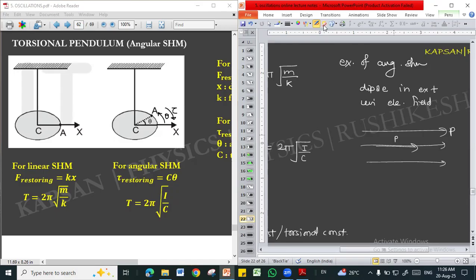Dipole moment P bar, electric field E bar. Right now, how much is the torque acting on the dipole? 0. But what if I rotate this dipole? The electric field will try to align this dipole, and while trying to align it, let's say I have displaced it by an angle equal to theta. The electric field will apply a reverse torque equal to tau. Magnitude, forget the direction. This torque and theta are opposite to each other.